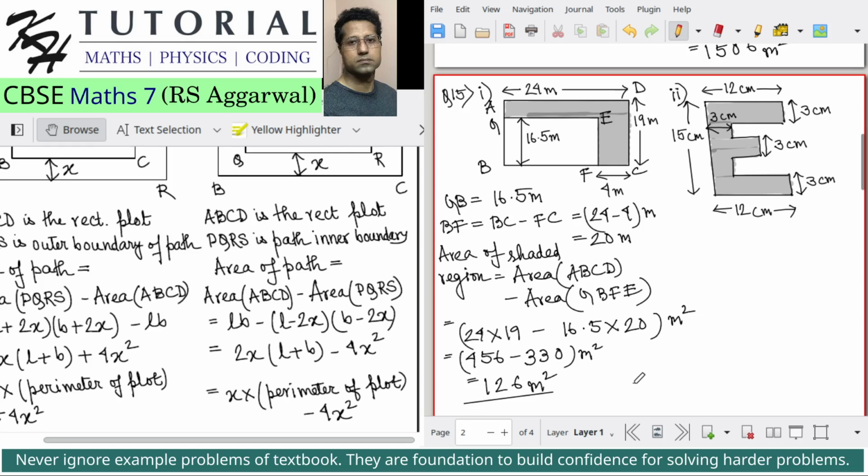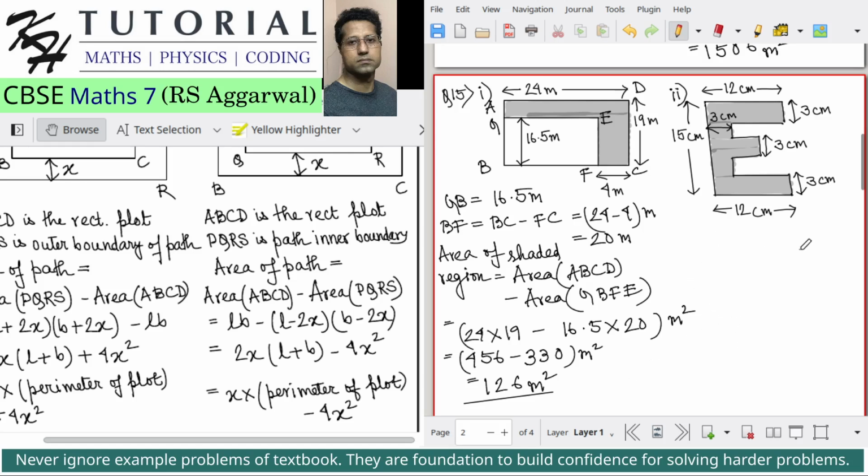Now I'm really not concerned whether I am making any calculation mistake, but just try to understand the concept that I am applying. In doing the multiplication, subtraction or addition, if I make any calculation mistake, I am not really focusing on that. So possibly I will make some calculation mistake and my answer will come out incorrect. But your focus must be on how I am approaching the problem and what concept I am applying. Okay, so it is 126 meter square.